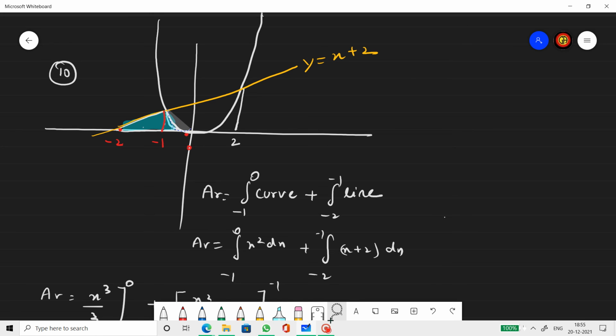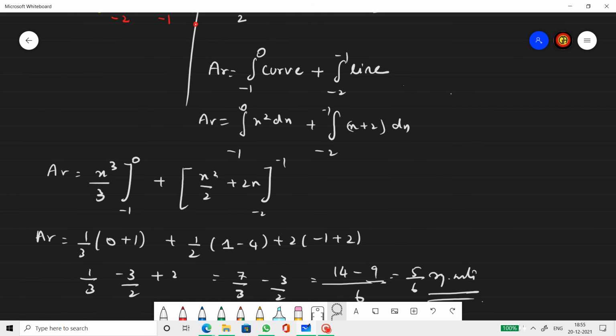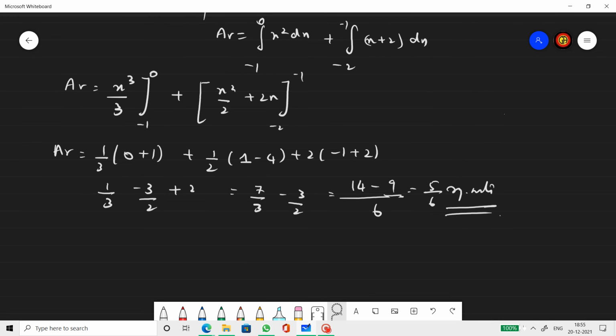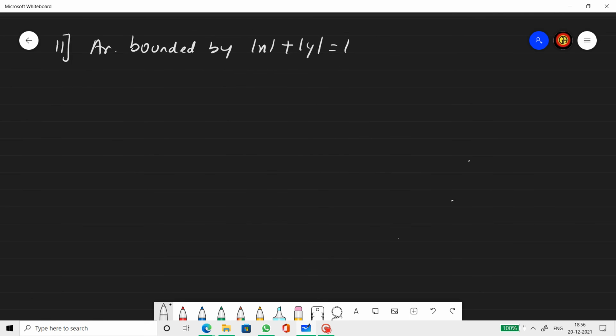So integrate the arc with upper limit 0, lower limit -1. And integrate the line segment with limit -2 to -1. We have to add both. When you integrate them and apply the upper limit and lower limit, you will get the answer as 5/6 square units.